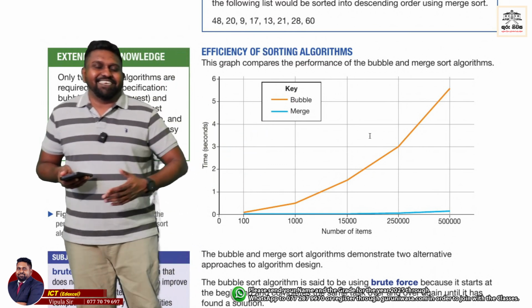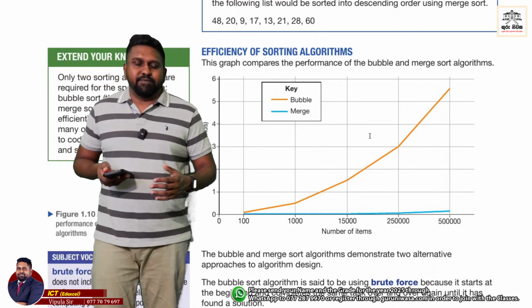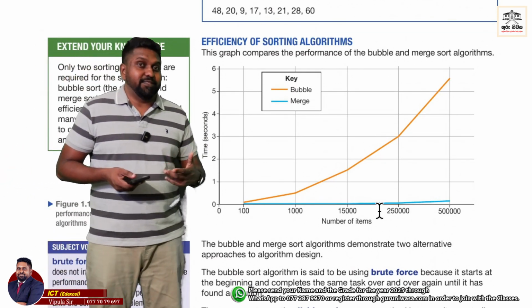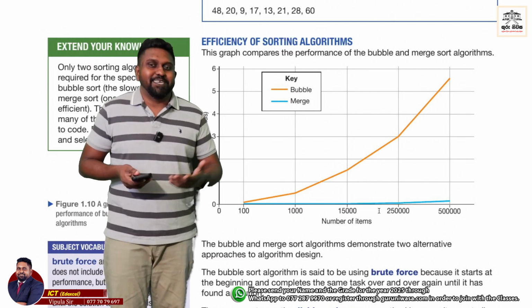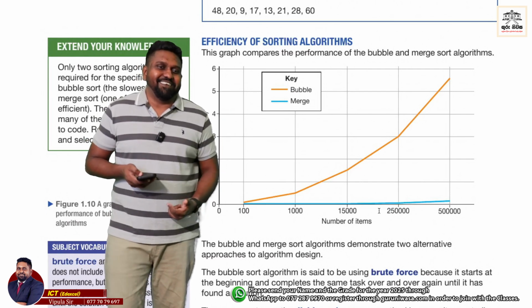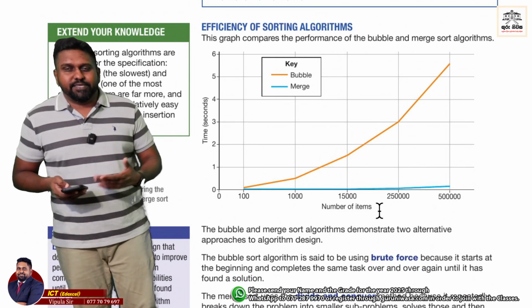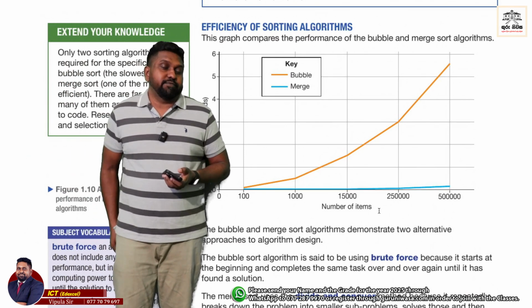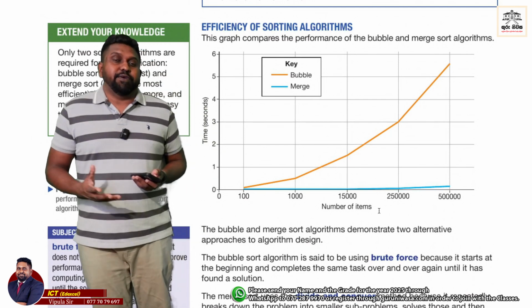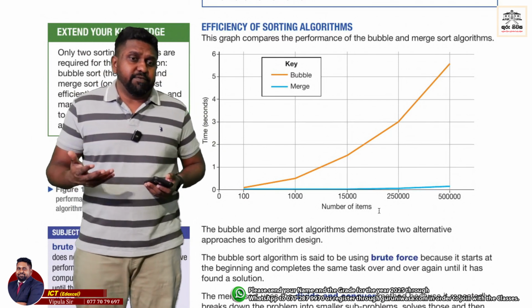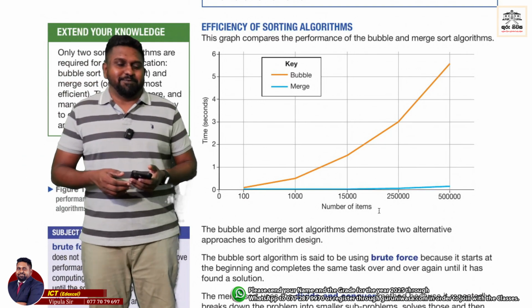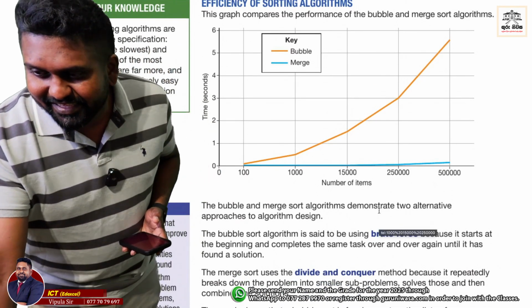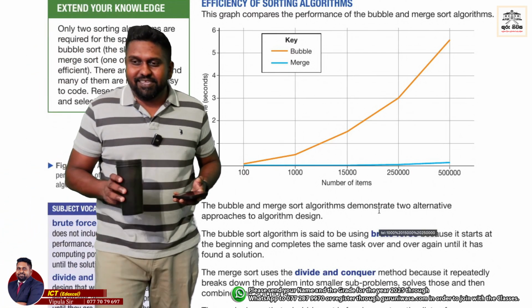Got the idea? Even if you have a couple of million items, the processing power required is drastically low, right? So depending on the system and the problem, you will have to find out what type of algorithm you are going to use. Is it clear? All good? Any questions?